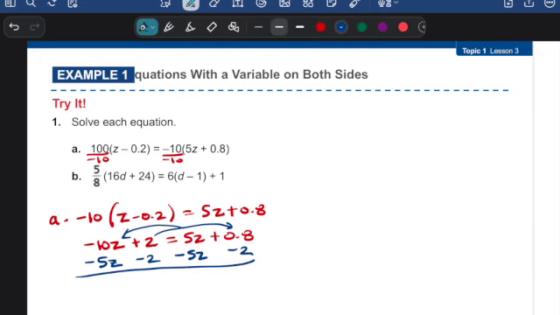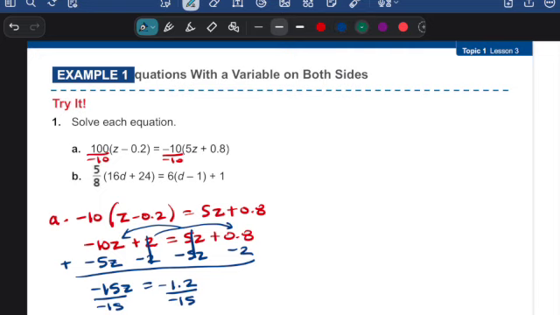And then we can add these two equations together. Negative 10z plus negative 5z is negative 15z. Okay, the 2's cancel, the 5z's cancel. That equals negative 1.2. And divide by negative 15, divide by the coefficient. Okay, don't forget, a negative divided by a negative gives us a positive. So z then would equal 0.08.